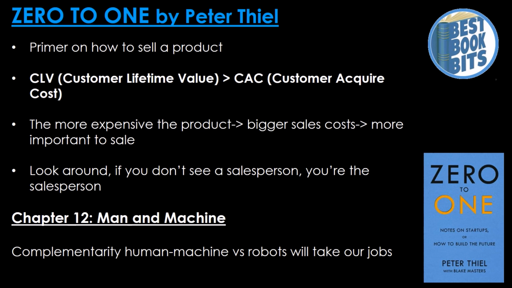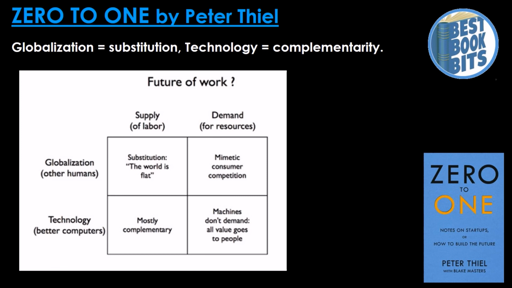Chapter 12, Man and Machine. Complementary, human and machine, versus robots will take our jobs. Globalization equals substitution, technology equals complementary. Future of work. We'll look at the graph.